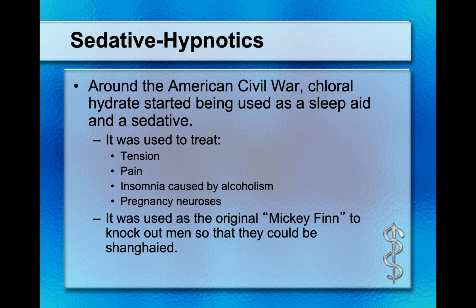Around the American Civil War, chloral hydrate started being used as a sleep aid and a sedative. It was used to treat tension, pain, insomnia caused by alcoholism, and pregnancy neurosis. It was used as the original Mickey Finn to knock out men so that they could be shanghaied. And of course, we're going to talk about chloral hydrate later in the chapter.